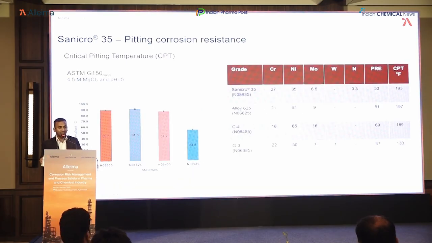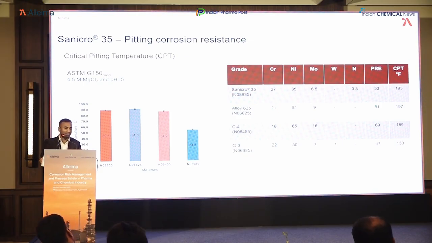So this is again a modified test. We used a 4.5 molar magnesium chloride solution here, and it is compared with alloy 625 and C4, G3 materials, which are again high nickel alloys. And you can see the critical pitting temperature of 89, very similar to that of alloy 625. So it is comparable, or on par with alloy 625.